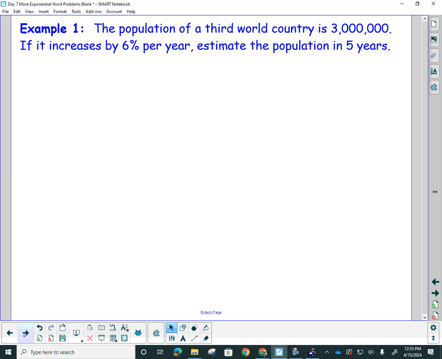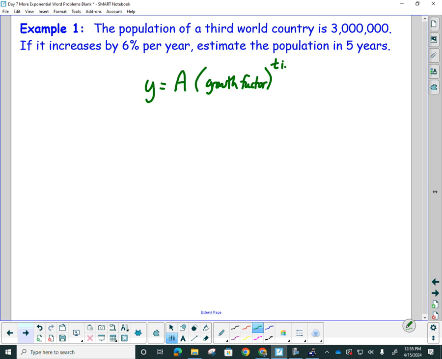So it says the population of a third world country is 3 million people. If it is increasing by 6% per year, estimate the population in 5 years. So we're still going to use a similar formula to what we did yesterday, but this time we're going to have y equals a, your amount, times a base b, or some growth factor, to the power of time. So how often are you doing your percentages in this particular case?